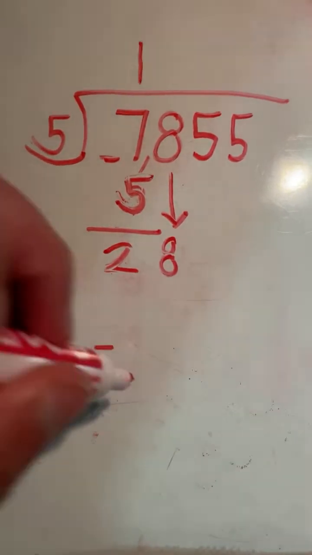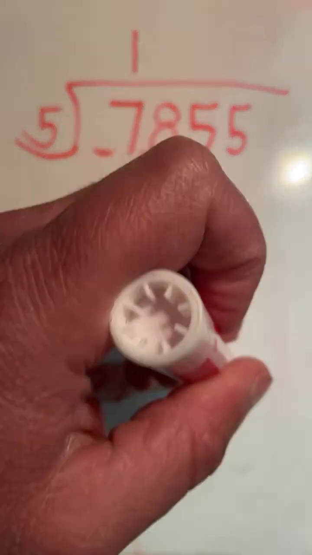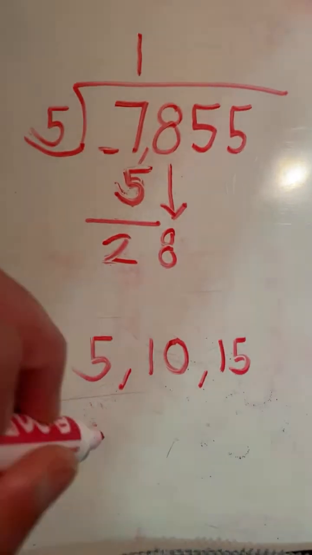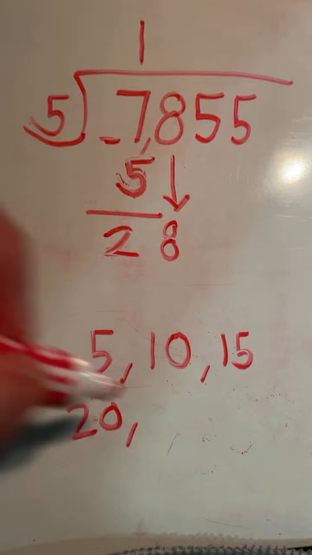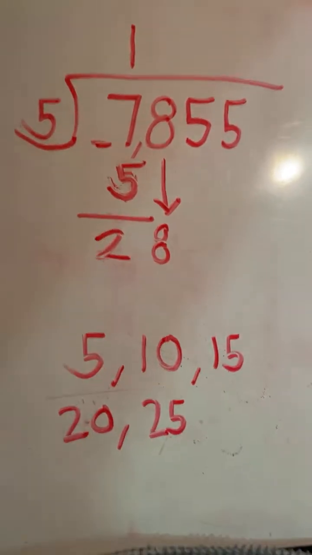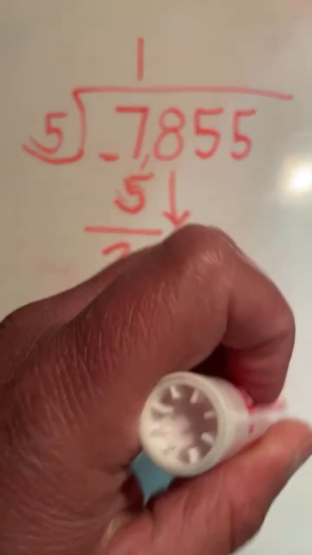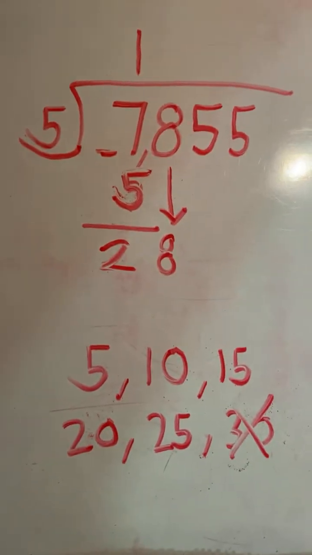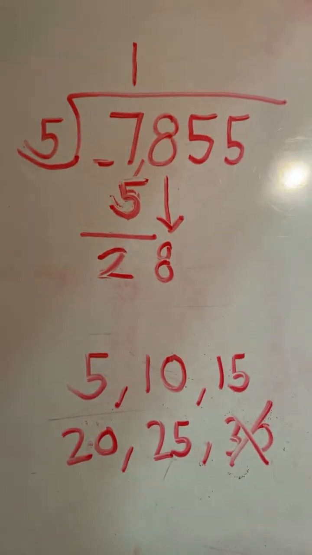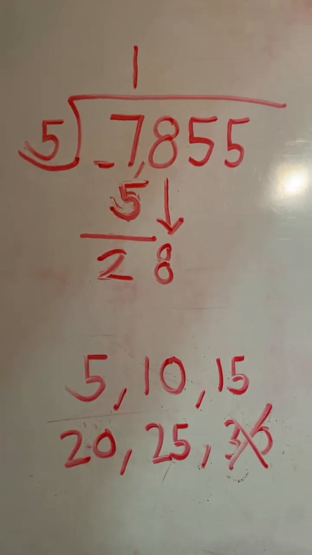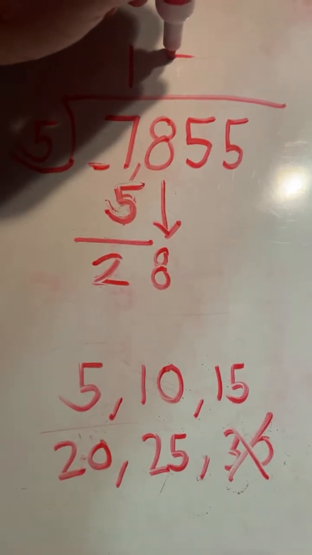5, that's one group of 5. 10, two groups of 5. 15, three groups of 5. 20, we're now at 4 groups of 5. 25, 5 groups of 5. Now, if we count by 5 again, the next number would be 30, which is too far. We ended up counting by 5 five times. We were able to get 5 full groups of 5 within 28. So 28 divided by 5 equals 5.